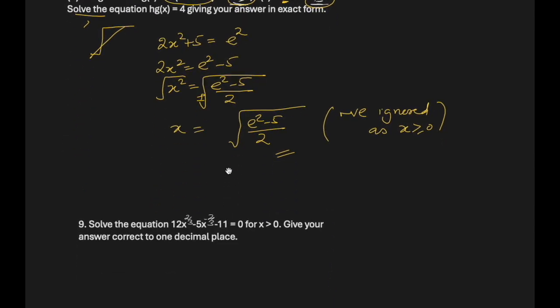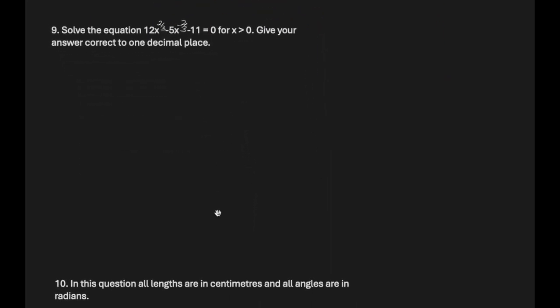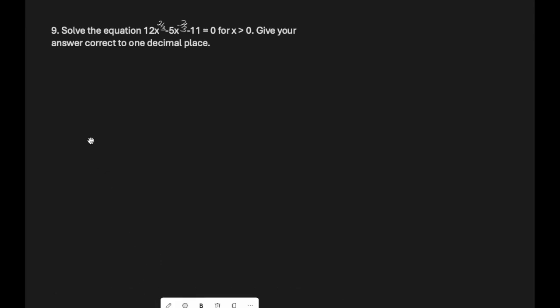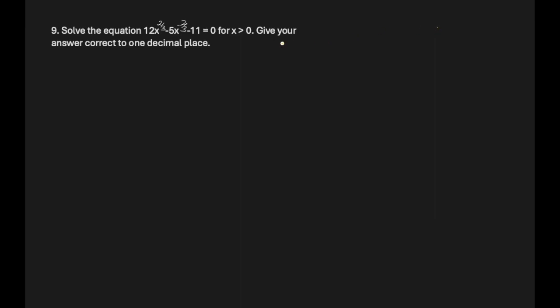Moving on. Question number 9. Question number 9 says, solve the equation, this one, for x is greater than 0. That means x is positive. According to this, give your answer correct to 1 decimal place.